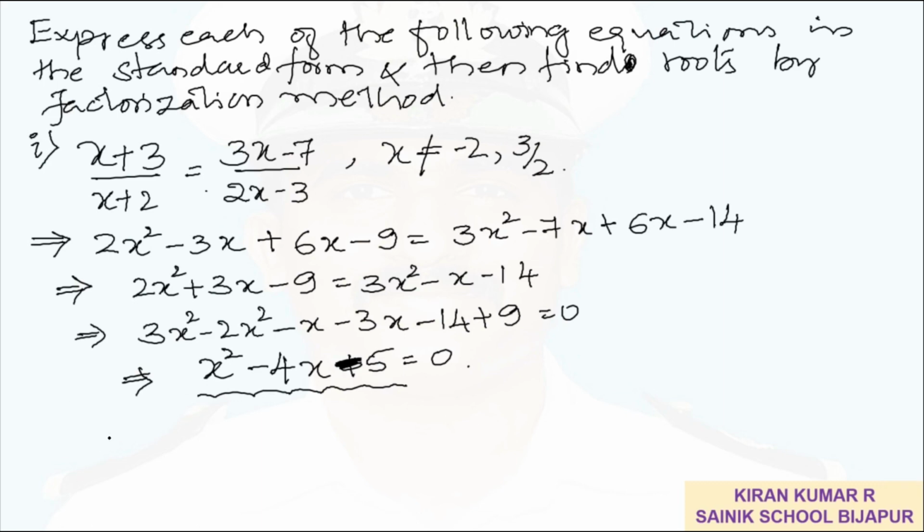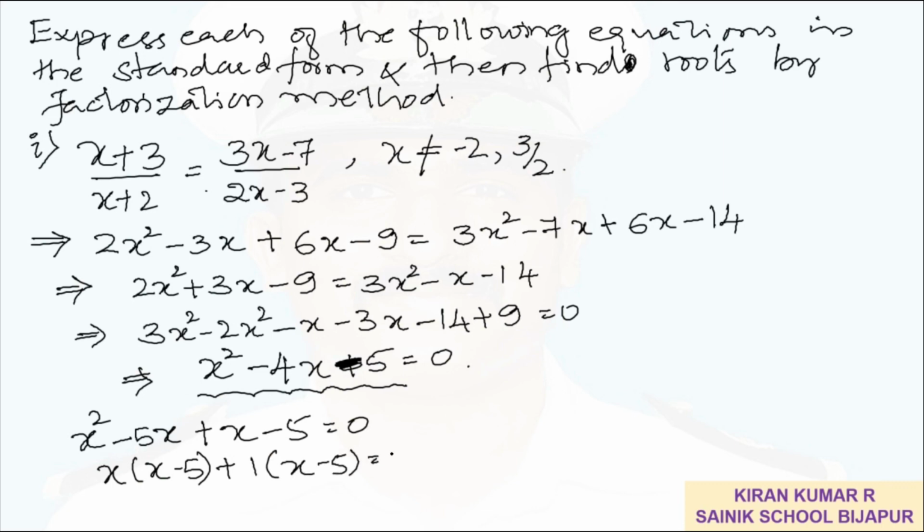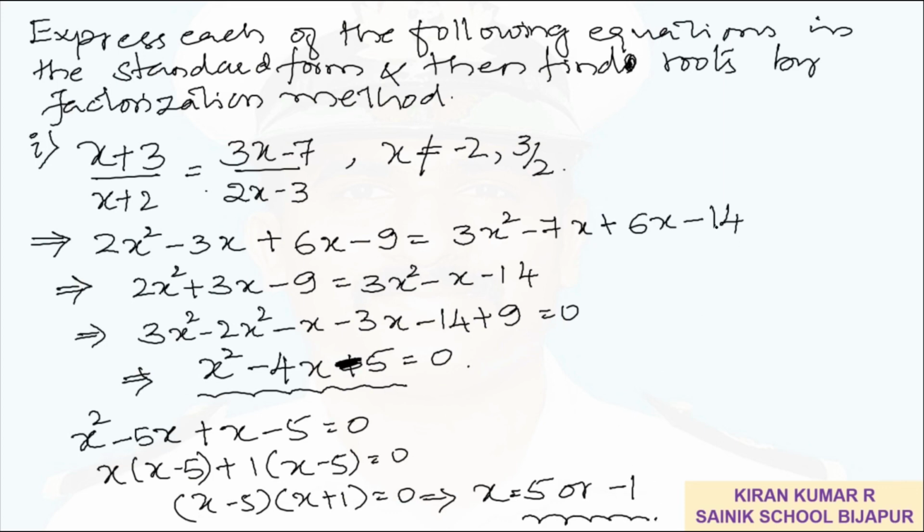So by splitting the middle term, I'll express the middle term as −5x + x: x² − 5x + x − 5 = 0. x taken common, we get x(x − 5) + 1 taken common, 1(x − 5) = 0. So (x − 5)(x + 1) = 0. This is possible when x value is 5 or x value is −1. So we have found the two roots.